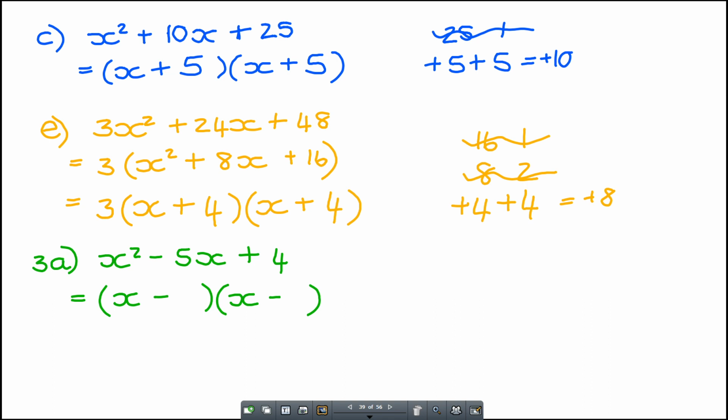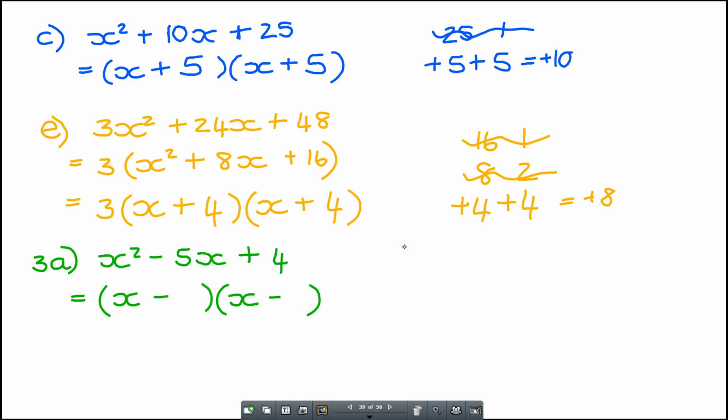Any questions? Okay. At number 3a, because of that plus, I knew it would be plus plus or minus minus. But how do I decide? I look at that side. Because that's a minus, I know it will be minus minus.